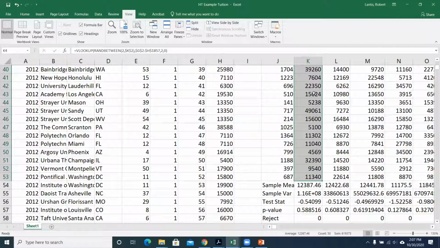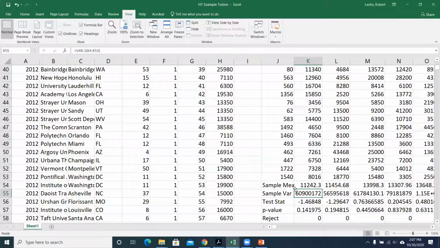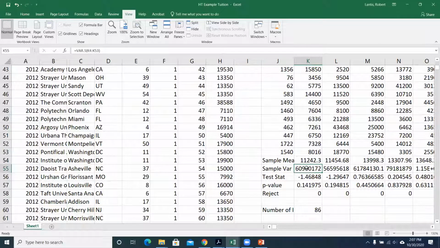Okay? So I've got 50 random universities. It's putting in their tuition amount. One school, Jesus, 49,000, right? So we've got these 50 random schools. Well, that's my sample. I could calculate a sample mean by just taking the average of that first sample. Once I had that, I found the sample variance here, but I didn't need to because someone, say, told me what that population variance was.